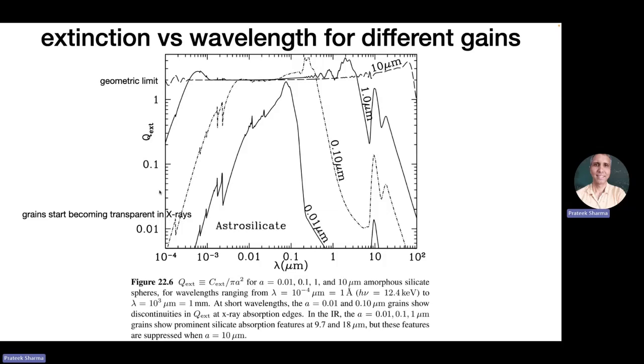This is one type of grains which are called astrosilicates. So you can see these X-ray absorption features, X-ray edges here. That's just because of the material out of which this grain is made. In the infrared, you see silicate features. So these are those absorption features that we also see in our extinction curves at about the same wavelengths.